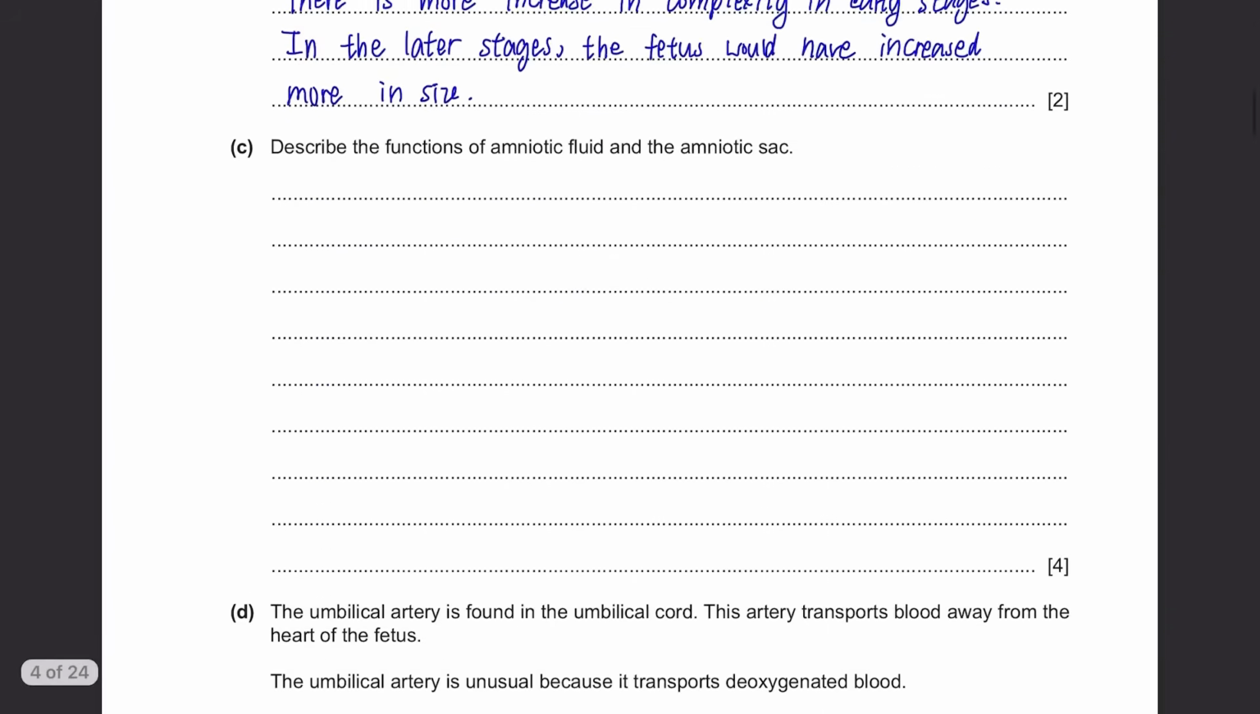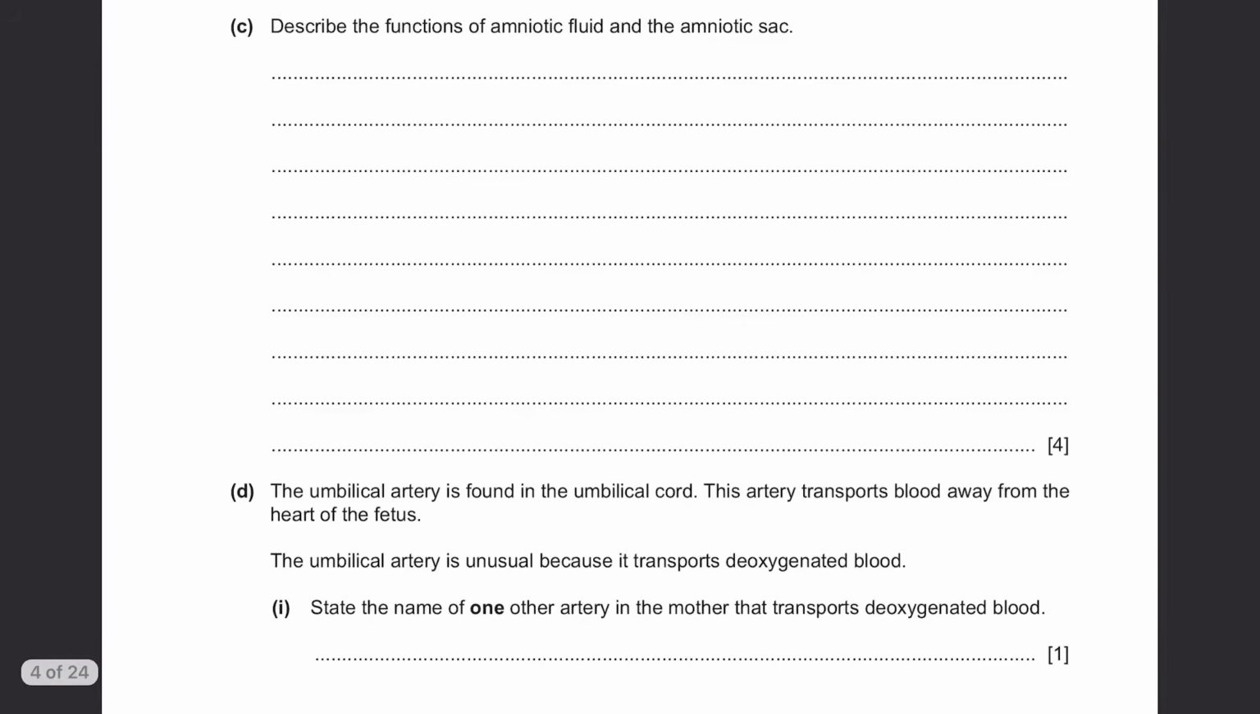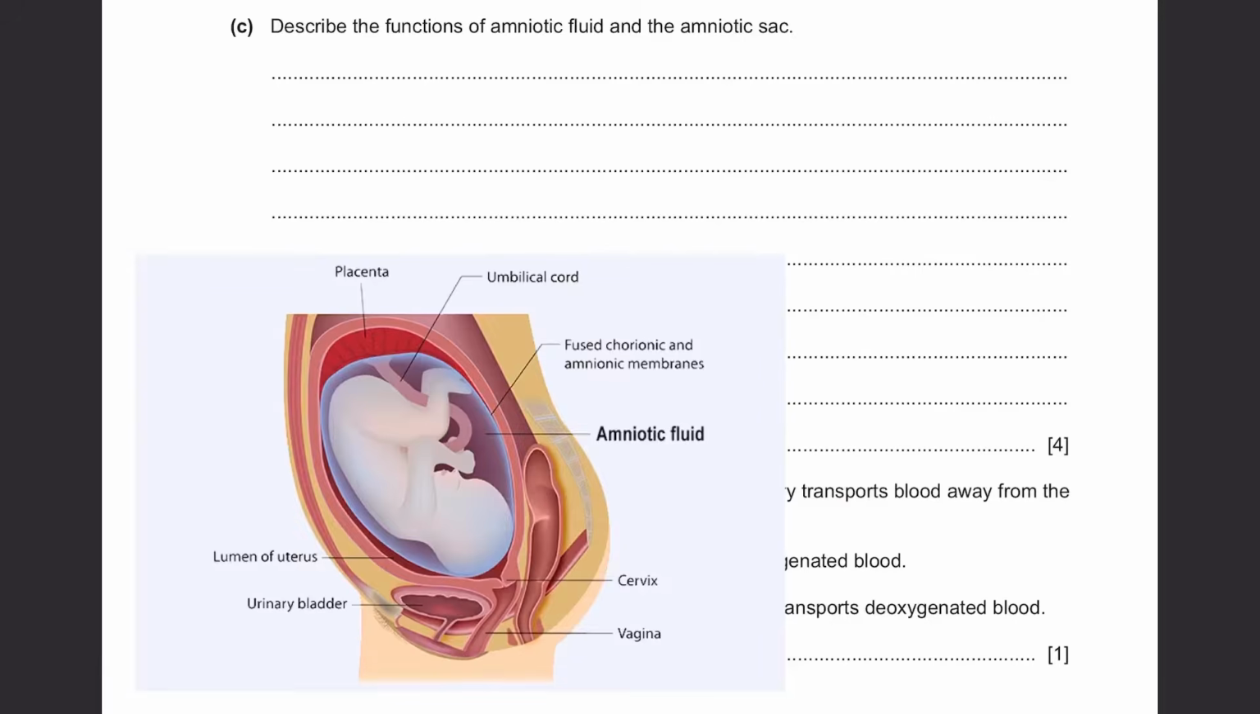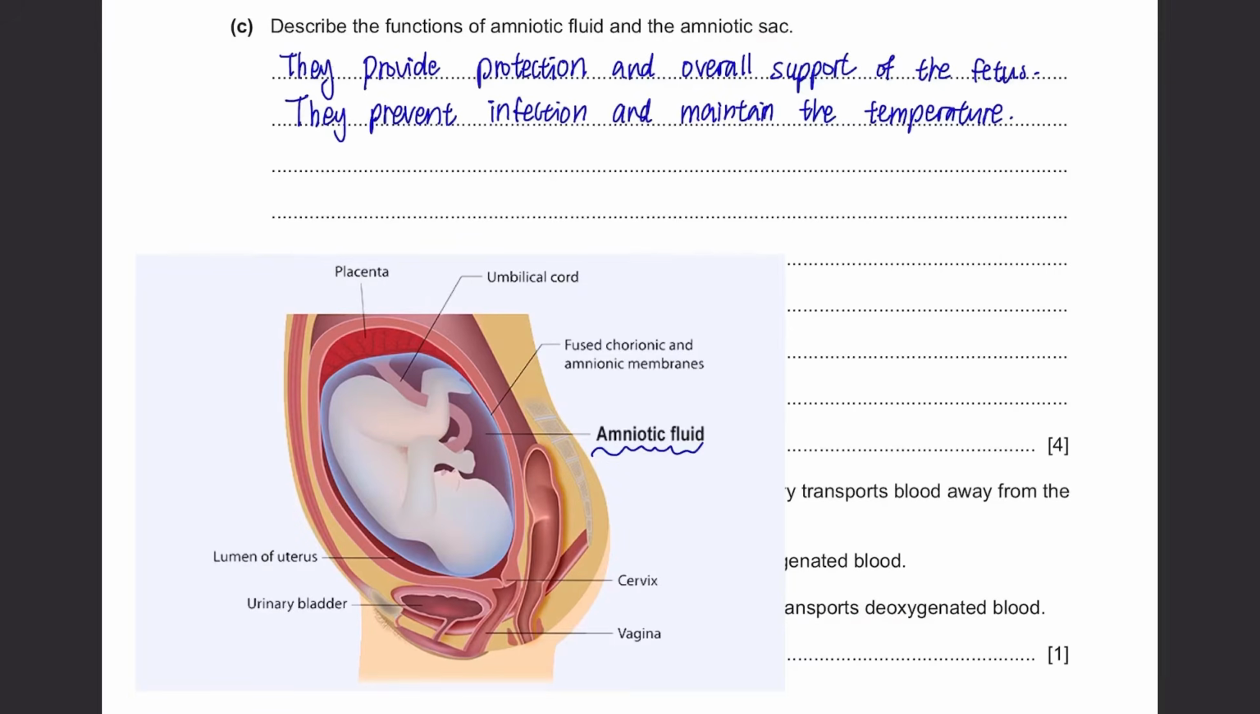Part C. Describe the functions of amniotic fluid and the amniotic sac. This is how the amniotic fluid and the amniotic sac look like. It looks like it's protecting the baby, which is their main function. They provide protection and overall support of the fetus, prevent infections, and maintain the temperature of the fetus. Also, it allows movement of the fetus, which will lead to development of bones and muscles of the fetus.